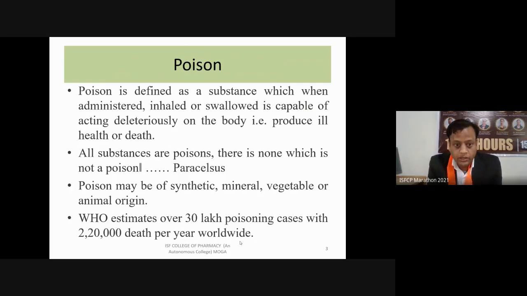So poison may be synthetic, mineral, vegetable, or animal origin. So there are different type of poisonous substance available in nature, and they may be synthetic, they may be mineral origin, or they may be vegetable or animal origin. WHO estimates over 30 lakh poisoning cases with 2 lakh 20,000 deaths per year worldwide. So that is the data that available on WHO website.